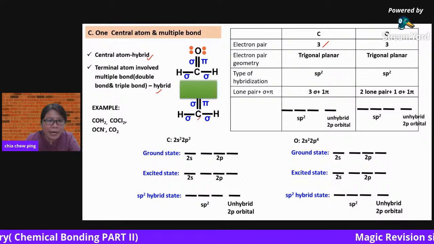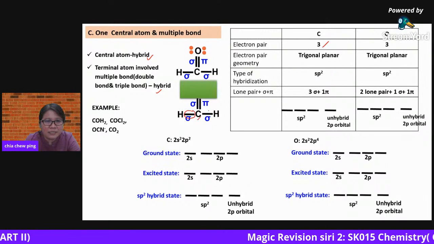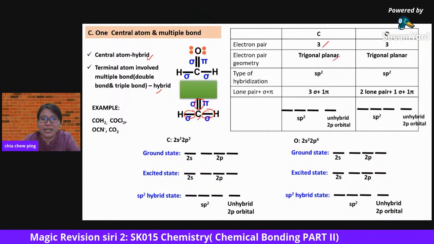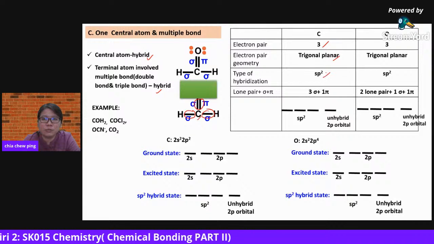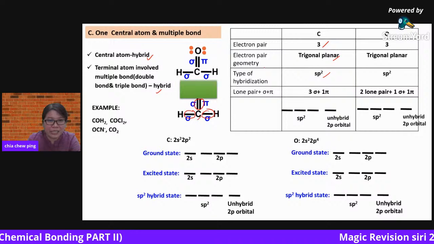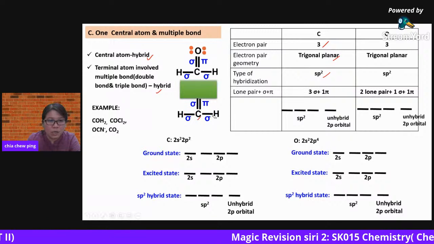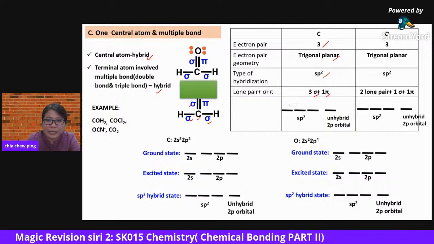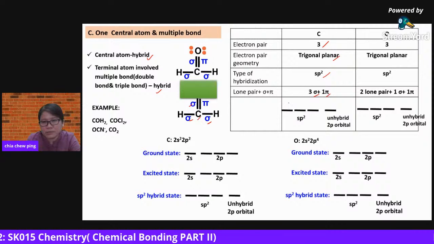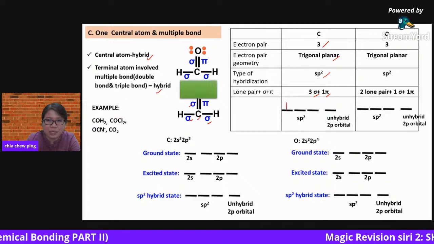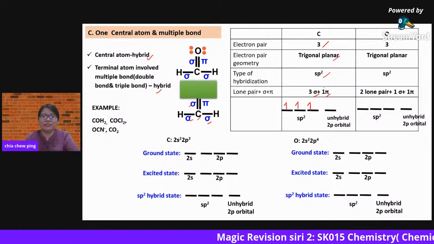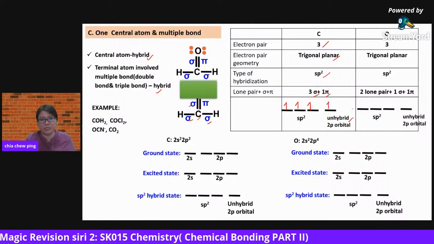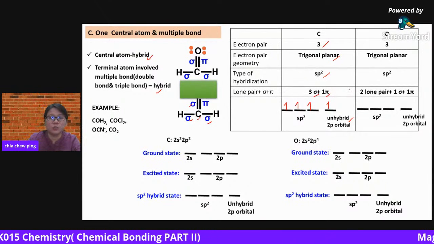The answer is 3 electron pairs. How do I count the 3 electron pairs? 1, 2, and 3, where a double bond is considered 1. So it is trigonal planar, and the type of hybridization is sp2. And how many sigma bonds? You can count here: 1, 2, 3. So 3 sigma bonds and 1 pi bond. That means the hybrid orbitals I expect to get are 3 unpaired. How about pi? Just now I told you, pi also must prepare 1 unpaired electron, but it is in an unhybridized 2p orbital, because this is carbon, so this is a 2p orbital.